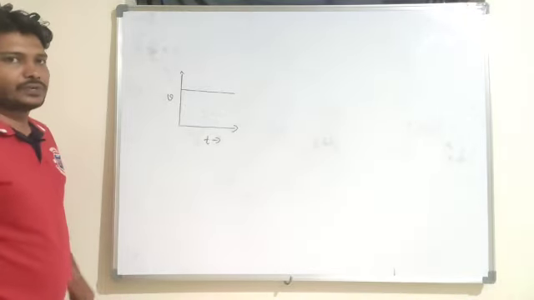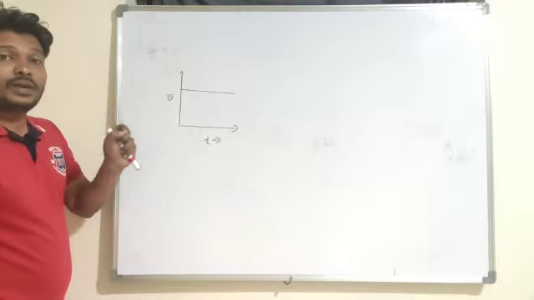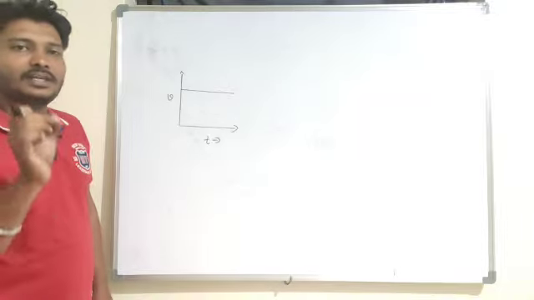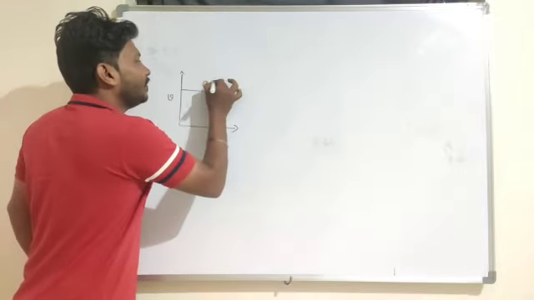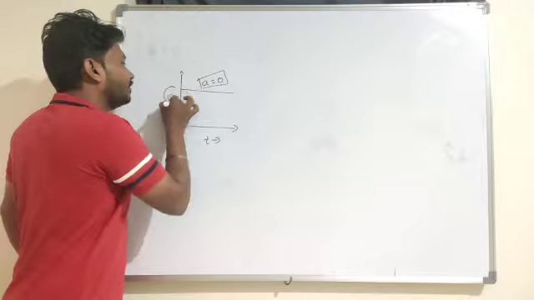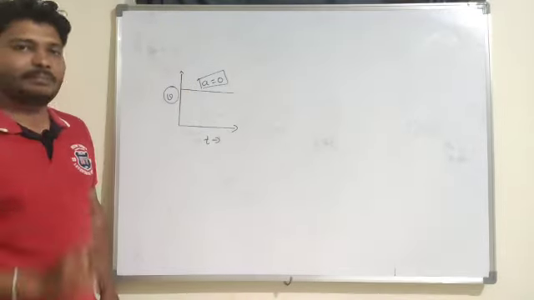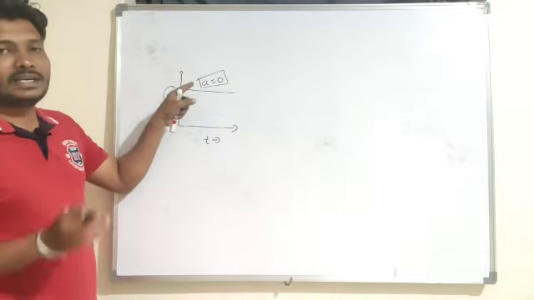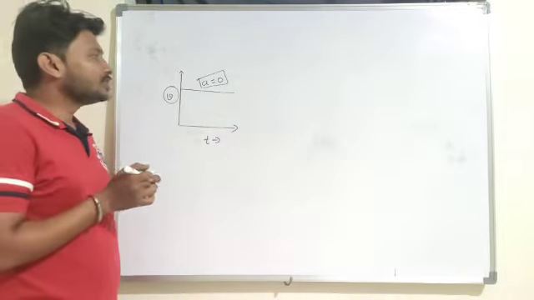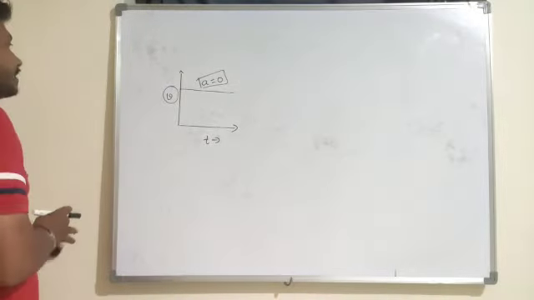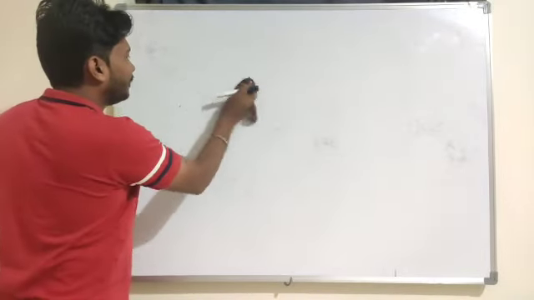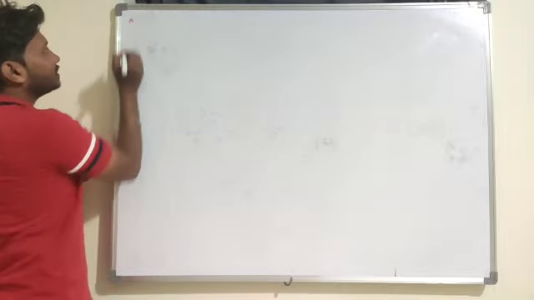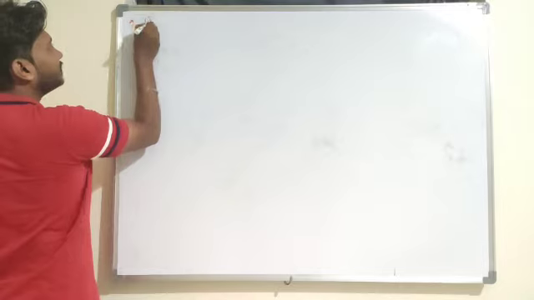Let me ask one question here. If the object is moving with uniform velocity, what about its acceleration? The acceleration of the object is 0 when the object is moving with uniform velocity. Remember this point: if the object is moving with uniform velocity, its acceleration value is 0. In today's class, let me discuss the applications of the velocity time graph.